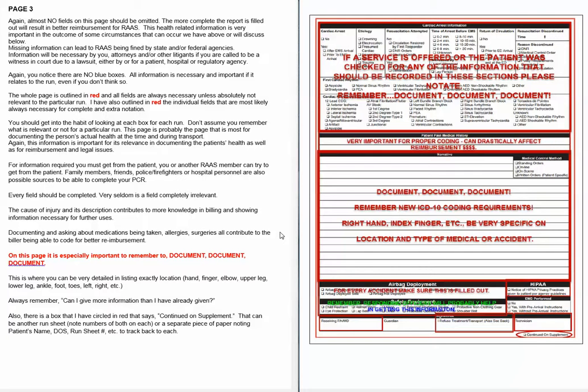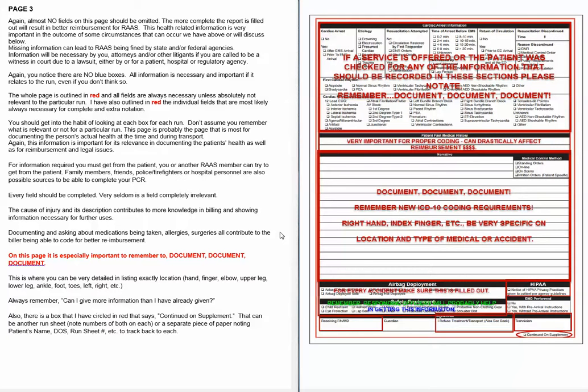On this page, it is especially important to remember to document. This is where you can be very detailed in listing exactly the location, like the hand, the finger, elbow, upper leg, lower leg, ankle, foot, toes, right, left, top, bottom, whatever. If you have a face injury, was it your eyes, left eye, right eye, your nose, your left nostril, right nostril, left ear, right ear. You've got to start documenting better so we can get the coding down to the exact location.